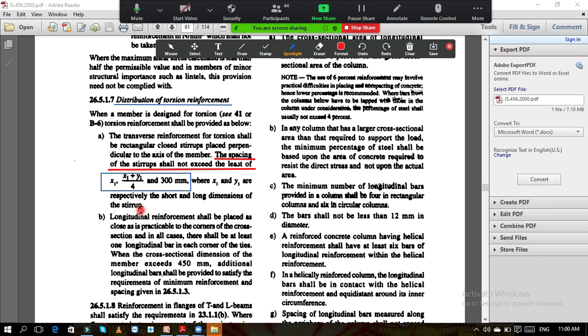How to calculate x1, how to calculate y1, and also in the previous formula how to calculate b1 and how to calculate d1. These things we will see while solving the problem. Right now you take an overview of what codal provisions we are going to use, and all the formulas are there in the IS code. You just remember, for this unit number 6 you should go to page number 75 and page number 48.